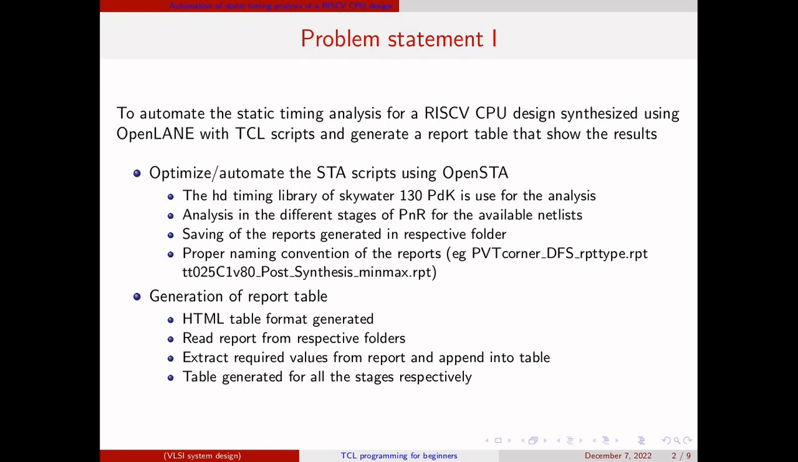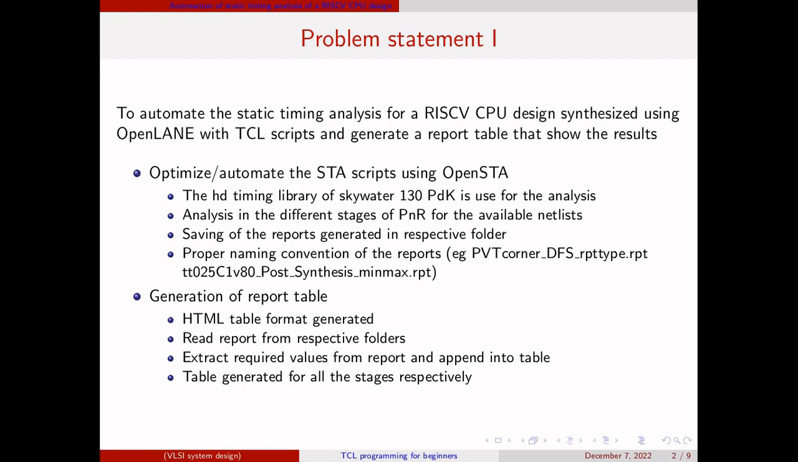So now, as you can see, the problem statement which I defined is to automate the static timing analysis for a RISC-V CPU design synthesized using OpenLane with Tcl scripts and generate a report table that shows the result. So this is my full problem statement, and I had divided it into two parts. The first part is to automate the STA script using OpenSTA. OpenSTA is the tool which I had used for static timing analysis, and next is the generation of the report table.